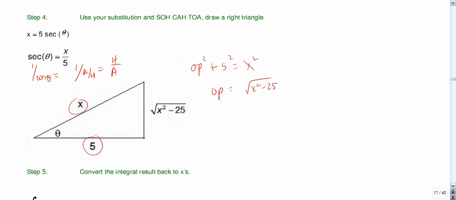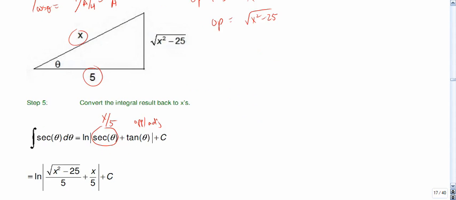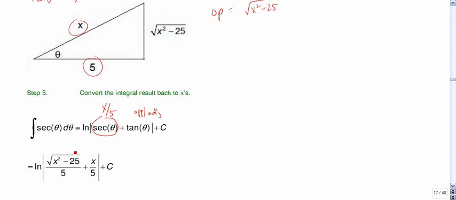Now I'm going to convert my integral result back to x's. Remember, I had secant. Well, that's easy because that I actually solved for. That I know is x over 5. And then tangent, remember, is opposite over adjacent. And if I do opposite over adjacent, that gives me this part.